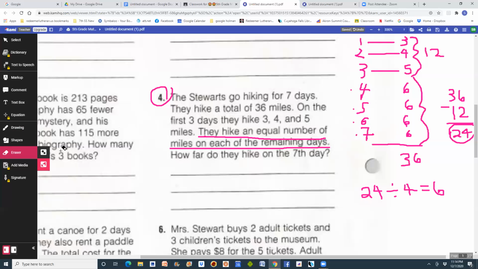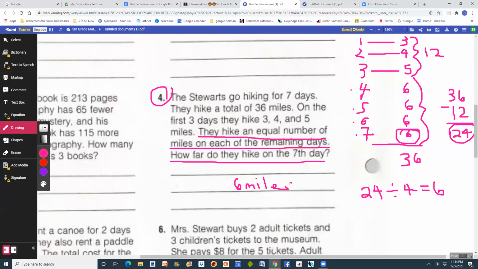But what's the actual question? How far do they hike on the 7th day? Well, that's all we need to know, just the 7th day. So our answer is going to be 6 miles. And you'll want to put a box around that. And your work could look a little bit different from this, as long as it's the same basic idea.